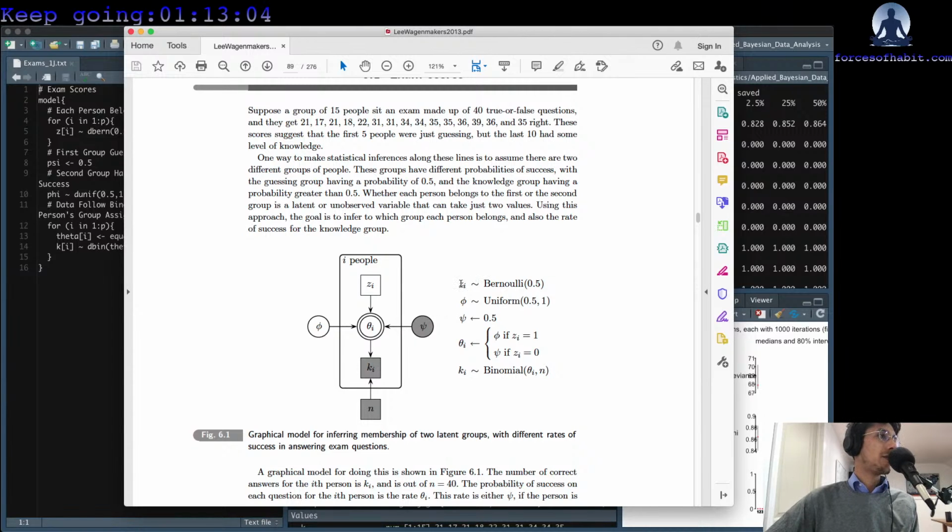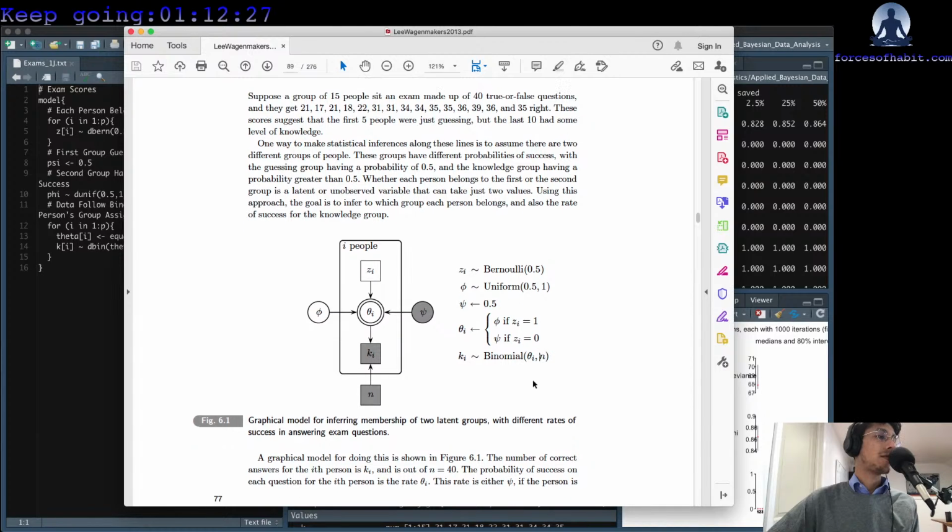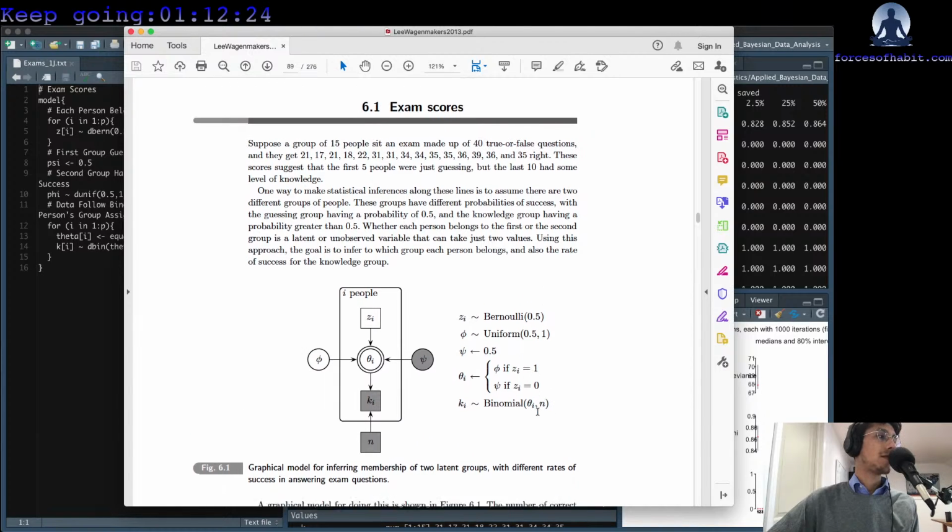And so Z is distributed Bernoulli 0.5. So 50-50, we're not sure if it's 1 or 0, right? And then phi is a uniform distribution from 0.5 to 1. We choose 0.5 here because we don't want these two distributions to overlap. So this has to be 0.5 or above. Something above chance means that you are knowledgeable. And then K is binomial, so it's modeling success rates for 15 folks.